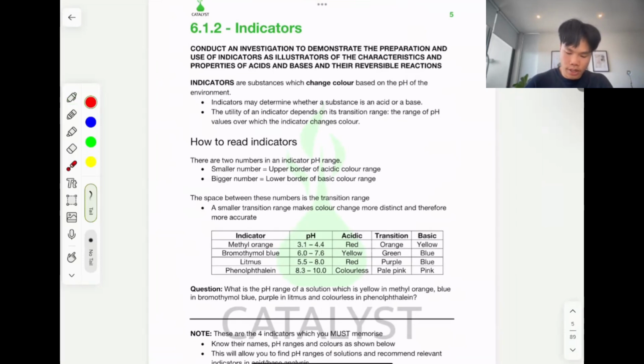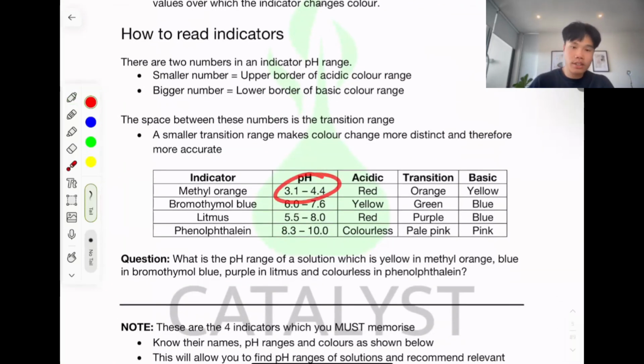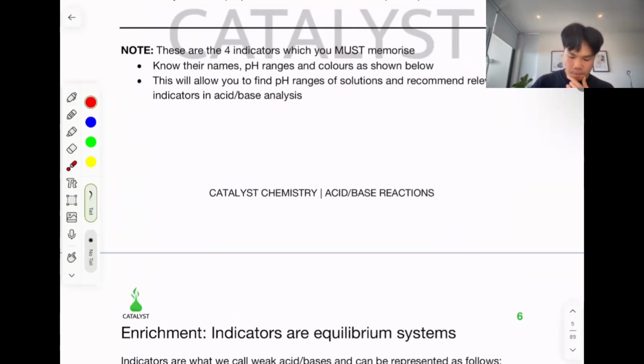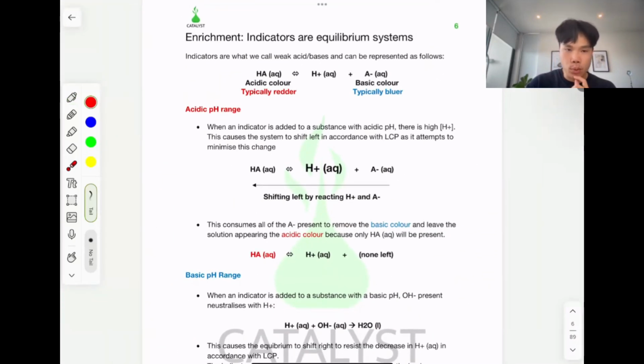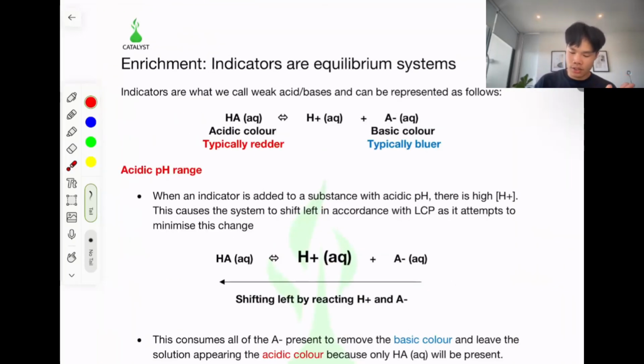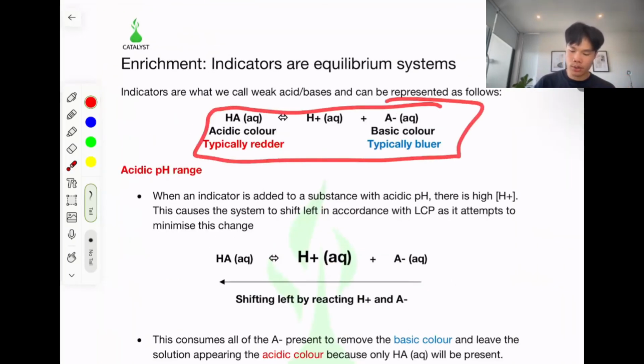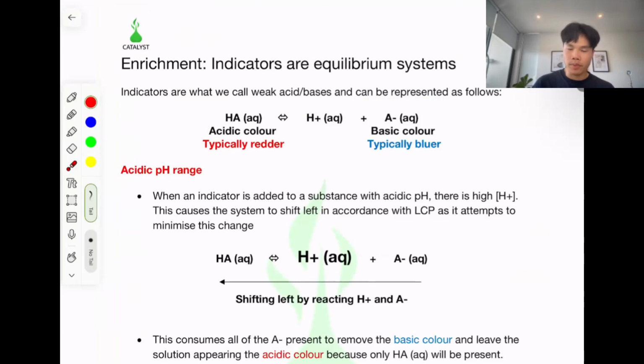Indicators. You should be able to read indicators. The pH range, you should know that that is the transition range where you see the middle color. And on either side of that range is where you see either the acidic or basic color. We should know specifically that indicators are equilibria systems as well. So any indicator is a weak acid and its conjugate base, or a weak base and its conjugate acid. And one of them shows one color whilst the other shows another.